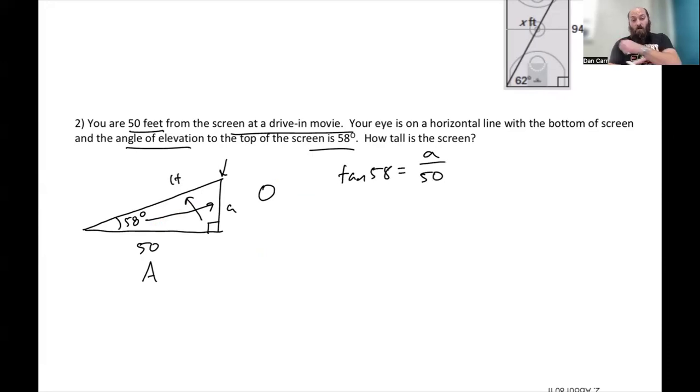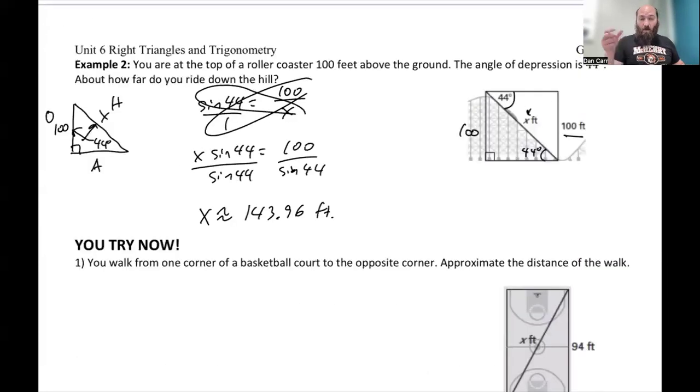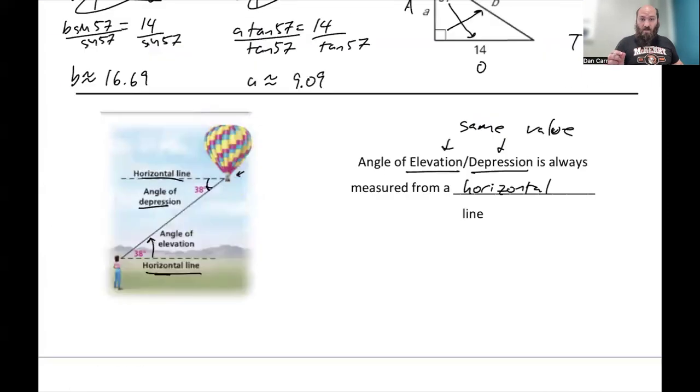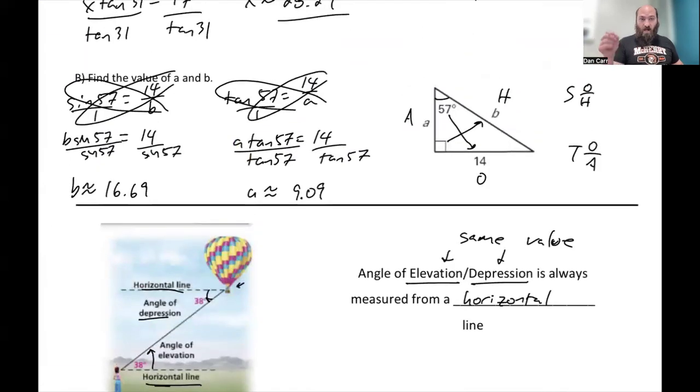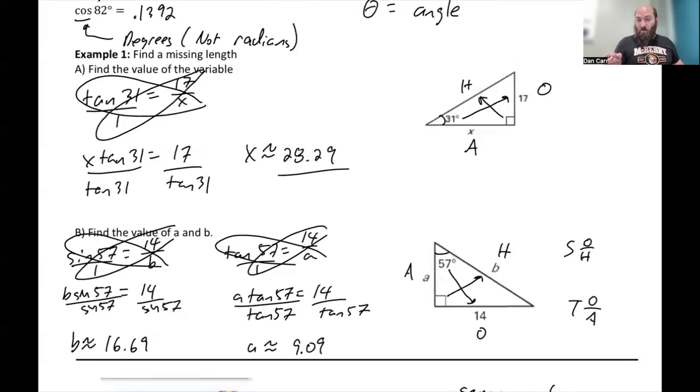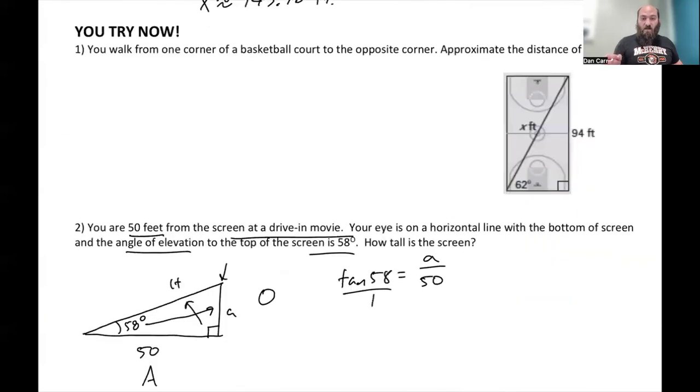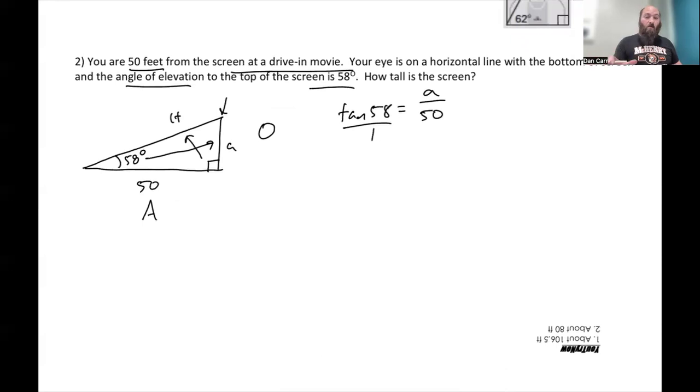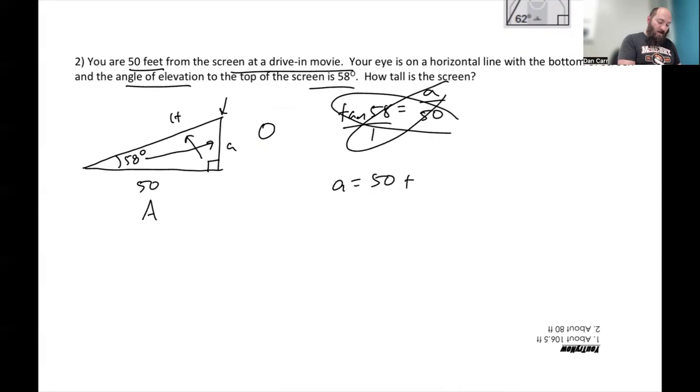Now notice on this problem we have a little bit different setup. Every problem before had my variable on the bottom: 100 over X, 14 over A, 14 over B, and 17 over X. This is just a little bit different. It's not that bad, but we just have to be careful how we put it in the calculator. When I do my cross multiplication now, I have A is equal to 50 times the tangent of 58.